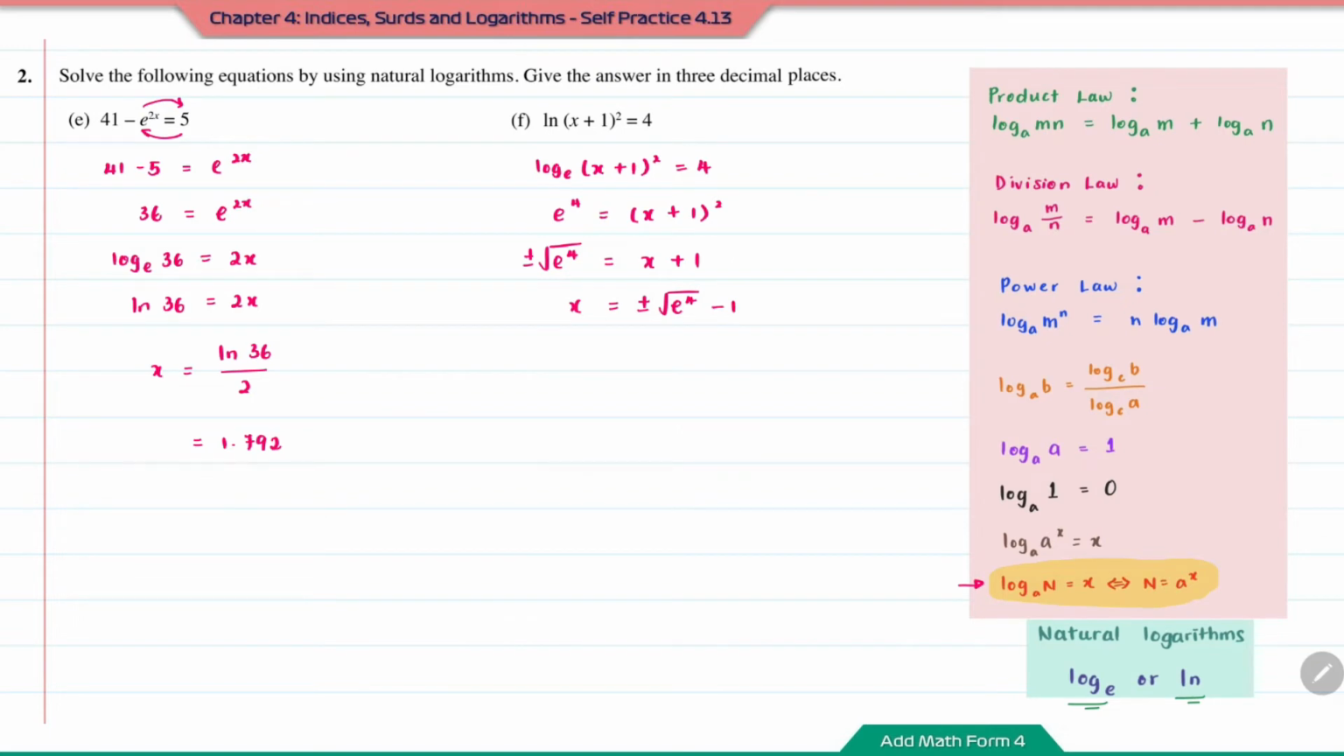So we're going to have two answers. One of it is positive square root of e to the power of 4 minus 1, and the other one will be negative square root of e to the power of 4 minus 1. So the first one here will give you the answer of 6.389, and the other answer will be negative 8.389.